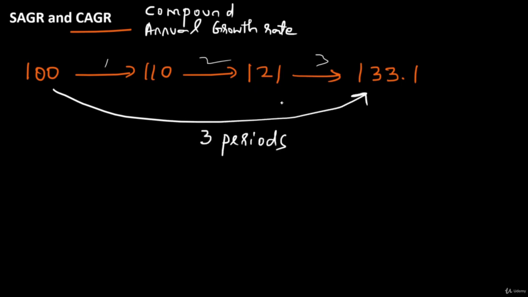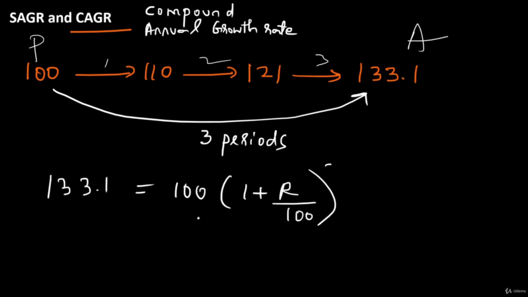Now how do you find the CAGR? The CAGR can be found out in the same way as you would find the compound interest, right? So how do you do that? This is the amount, and this is the principal, and you can write that the amount is equal to principal into (1 + r/100) to the power 3, because you have 3 periods over here. So 133.1 is equal to 100 into (1 + r/100) to the power 3.